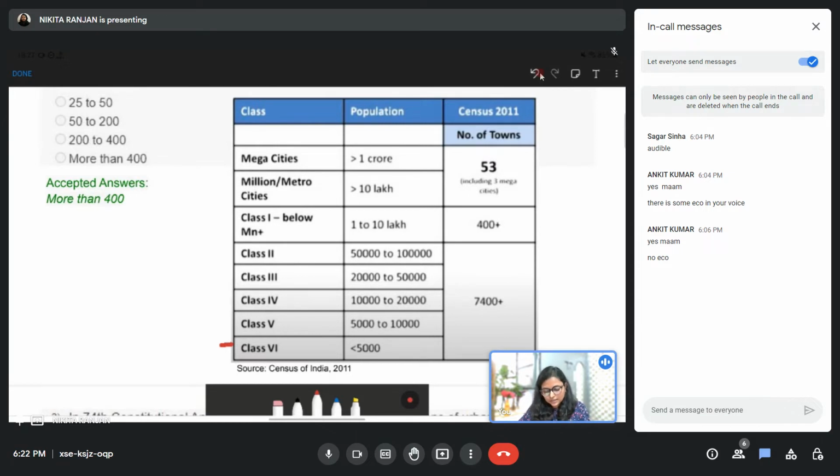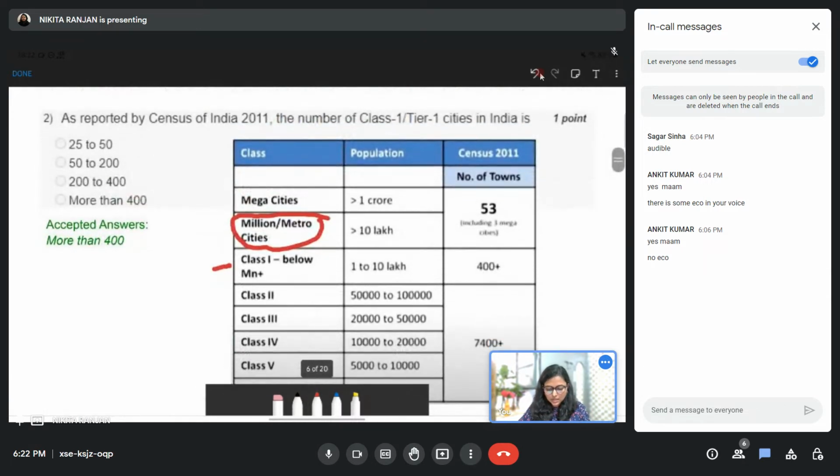But here you can see it is mentioned class 1 is 1 lakh but below 10 lakh or 1 million. As soon as you go above 1 million, the city is not only a class 1 city, but it becomes a million plus city or a metro city. So our question here is the number of class 1 or tier 1 cities in India. As you can see here from the figure, there are more than 400 class 1 cities in India. So the answer for this question is more than 400.